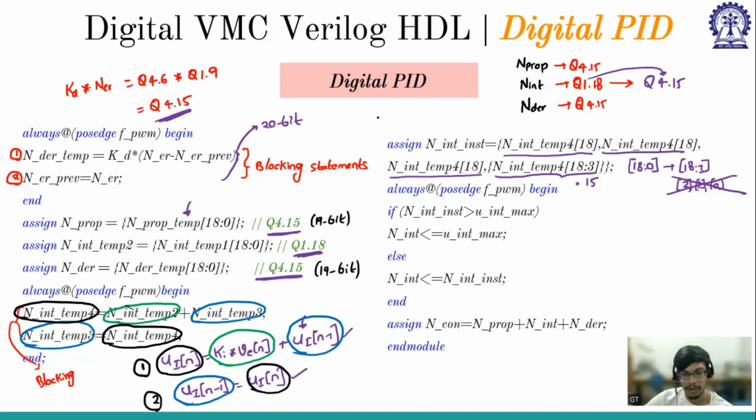Sir, this last thing, n int temp4 18 to 3. Yes, understood, sir. Okay. We are removing the last 3 bits. But how to add this? How to convert this 1 into 4?